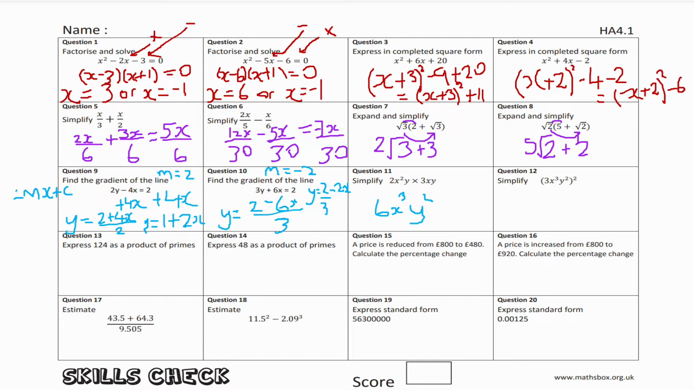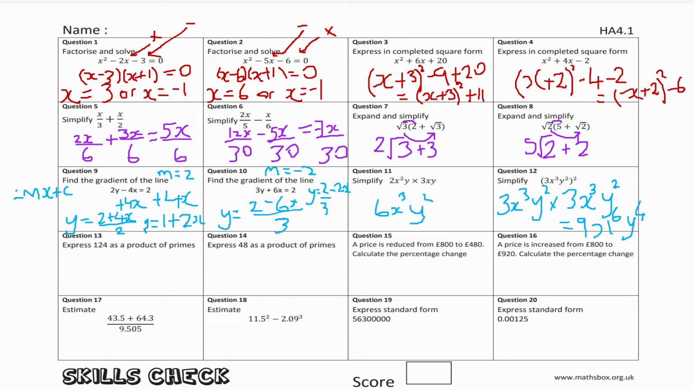Okay, this is question number 12. Simplify 3x cubed y squared, all squared. Well, I've got 3x cubed y squared times 3x cubed y squared. Remember that if something's raised to the power of 2, then it's multiplied by itself once. 3 times 3 is 9. X cubed times x cubed, I'm going to add the powers using the laws of indices. I get x to the 6, y to the power of 4, because y squared times y squared is y to the power of 4.